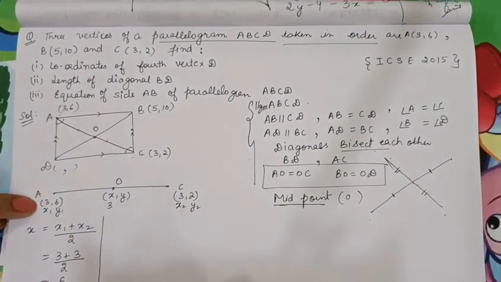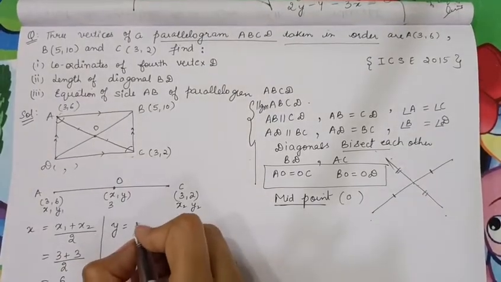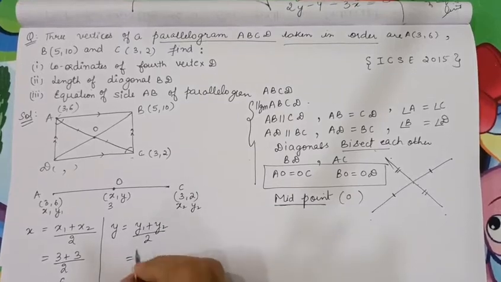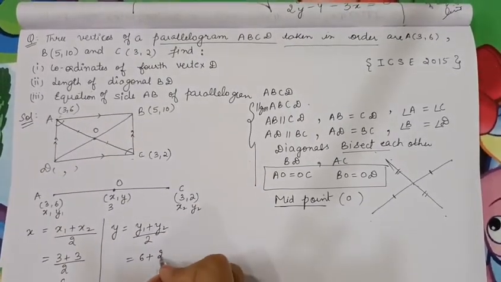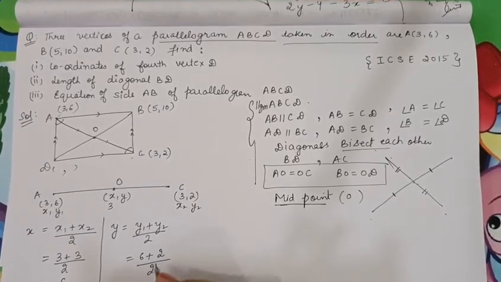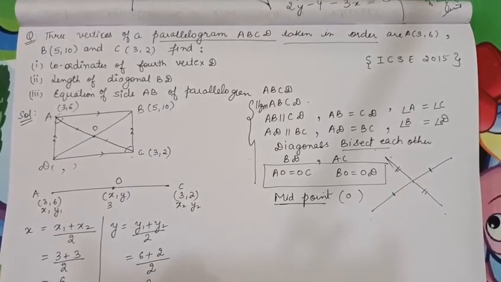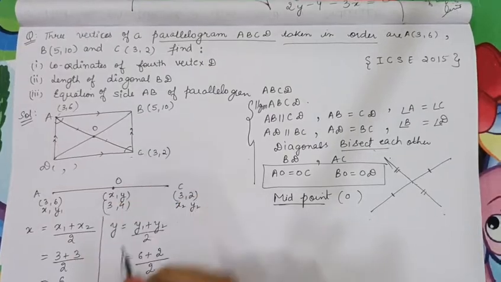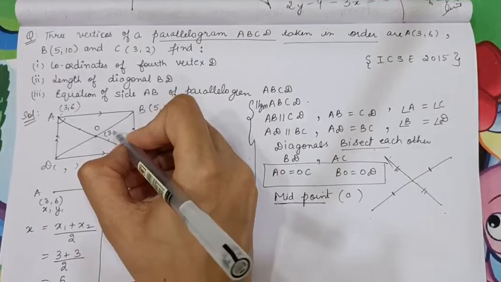Now let's find the value of the Y coordinate. The Y coordinate's midpoint formula is (Y1 plus Y2) by 2. Y1 is 6, Y2 is 2, by 2. 6 plus 2 is 8, by 2, which is equal to 4. So Y's value we have found is 4. So we have found the coordinates of point O, which is (3, 4).